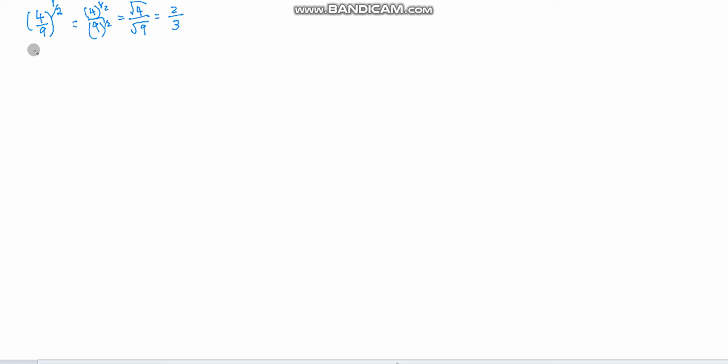Now, what about if I have 4/9 to the power of minus half? Okay, how would you handle this? As I said earlier, before you do anything on indices, you have to remove the negative. How would you remove the negative? In fact, it's very simple. You just overturn the fraction base. Instead of 4/9, turn it to be 9/4. Then the negative will disappear.